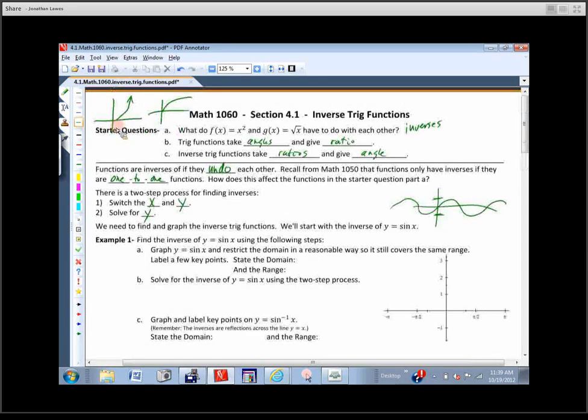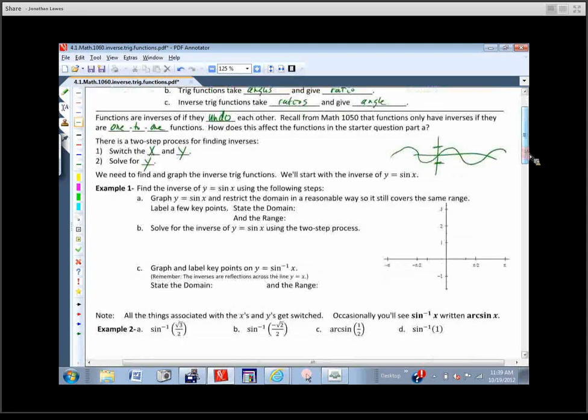We're going to restrict the domain so it does pass the horizontal line test, but we're going to do this in a fairly clever way. We're going to think about how we do this. We still need to cover everything from negative 1 to positive 1. If I'm going to lop off part of this graph, in fact, I have to lop off a bunch of this graph in order to make it 1 to 1.